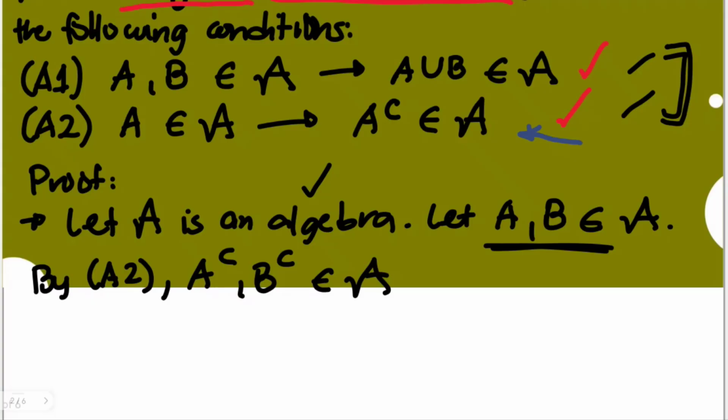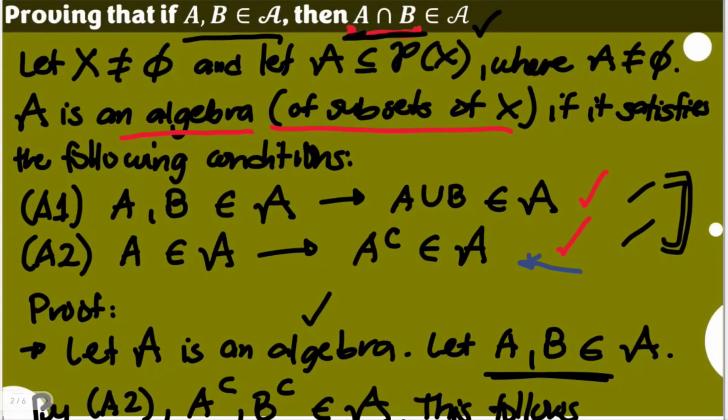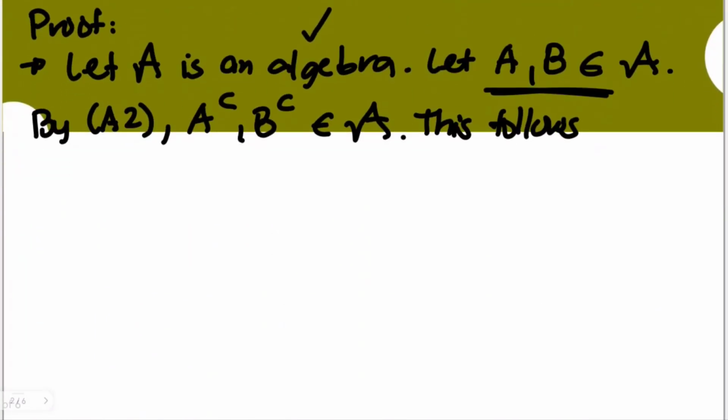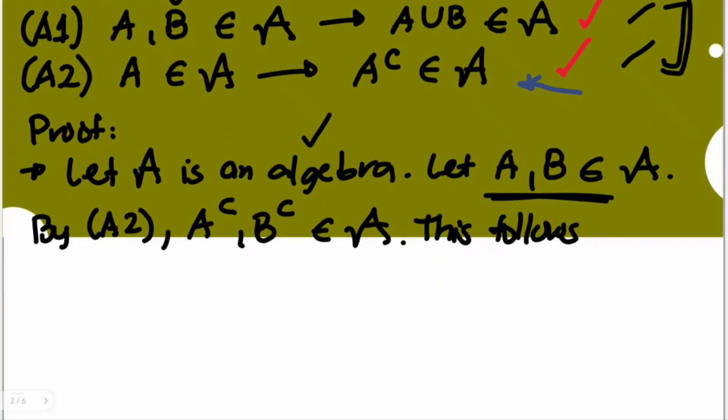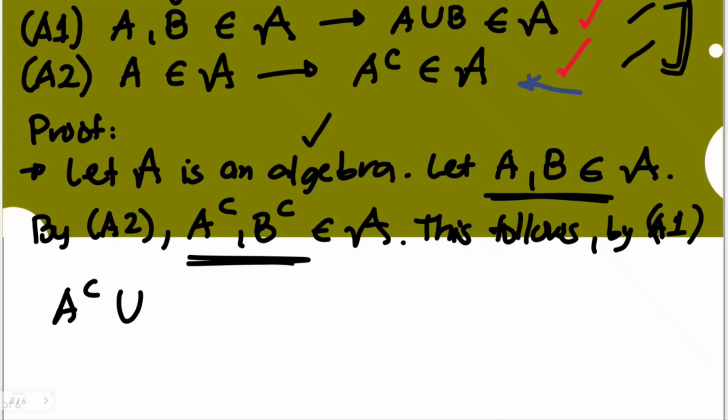So what could we say here? This follows. Let us try to look into this perspective here, that we are going to attack the complement. That would mean, according to A1, the first condition, that if these two are elements of script A, then their union, the union of A complement and B complement, must be an element as well of script A.